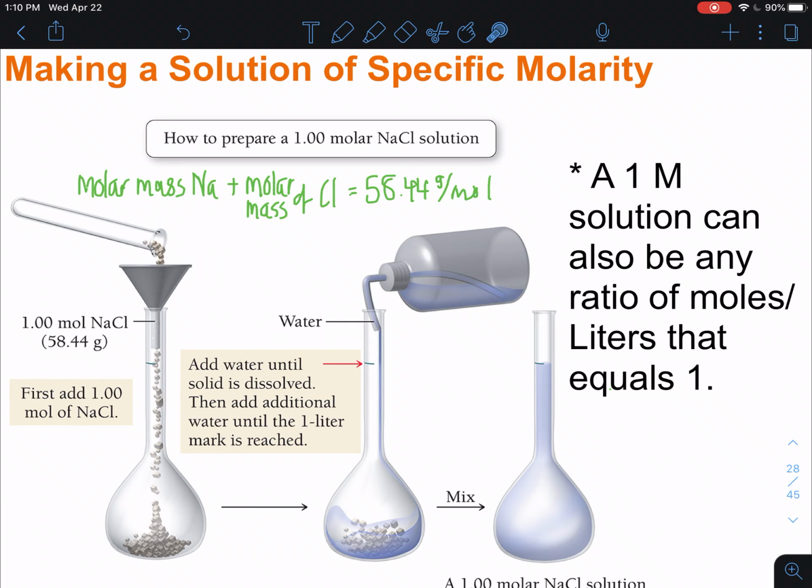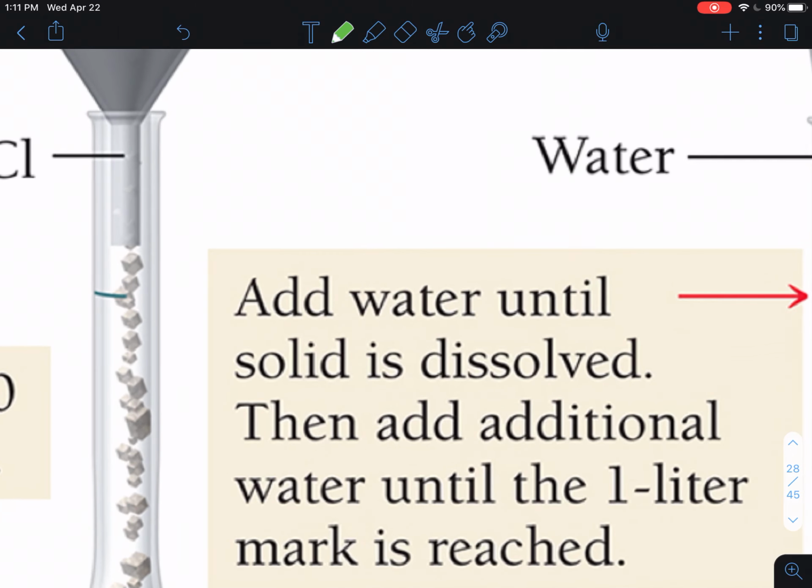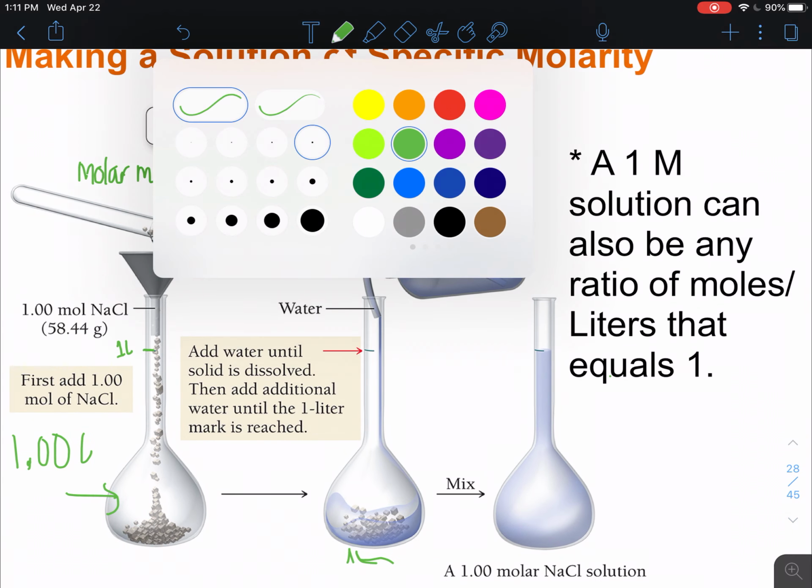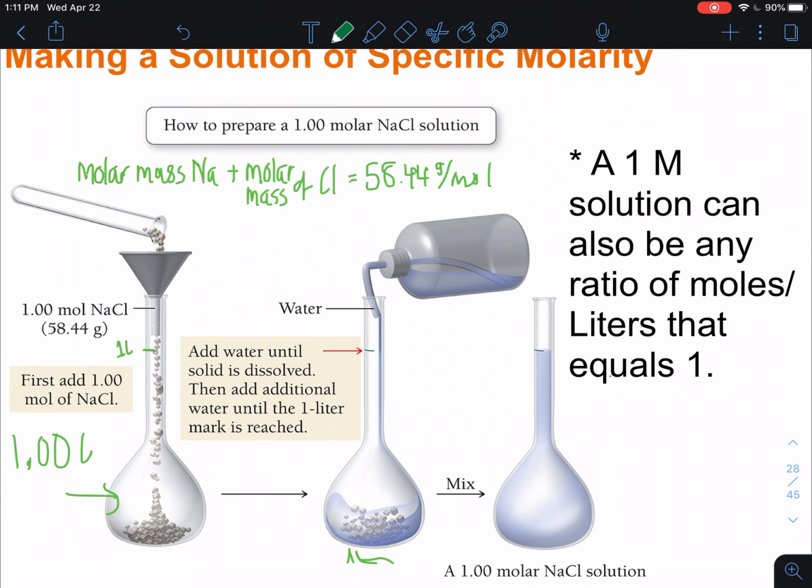You're going to throw that into a volumetric flask, which is calibrated, and this one is calibrated to 1 liter. This line right here is the 1 liter mark. If we add 1 mole of sodium chloride in here, and then we fill this up to the 1 liter mark, which is right here, then we will have a 1 molar solution of sodium chloride, okay?